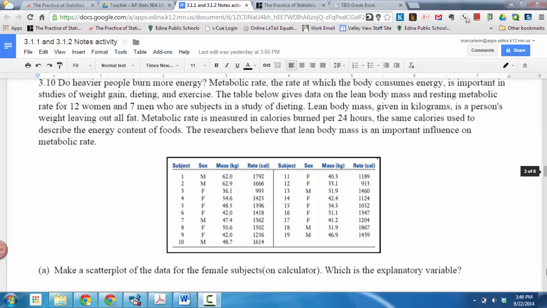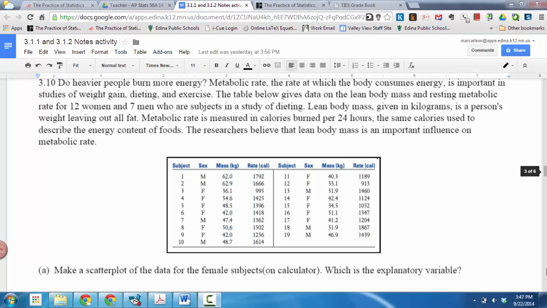Alright, in this video we're going to take a look at question 310 from your book. It says, do heavier people burn more energy? Metabolic rate, the rate at which the body consumes energy, is important in studies of weight gain, dieting, and exercise. The table below gives data on lean body mass and resting metabolic rate for 12 women and 7 men who are subjects in a study of dieting.